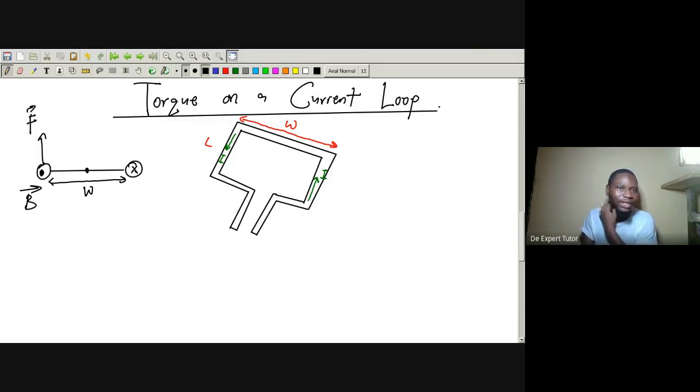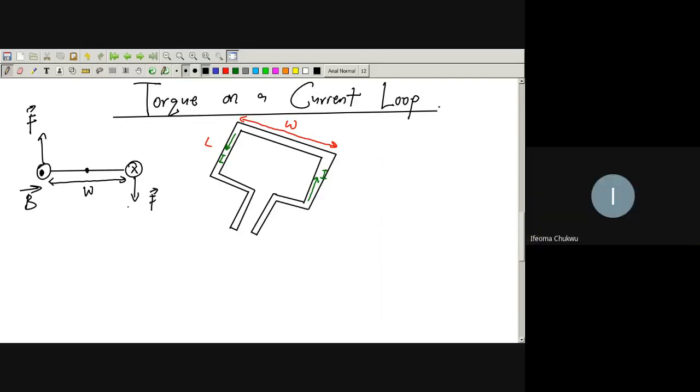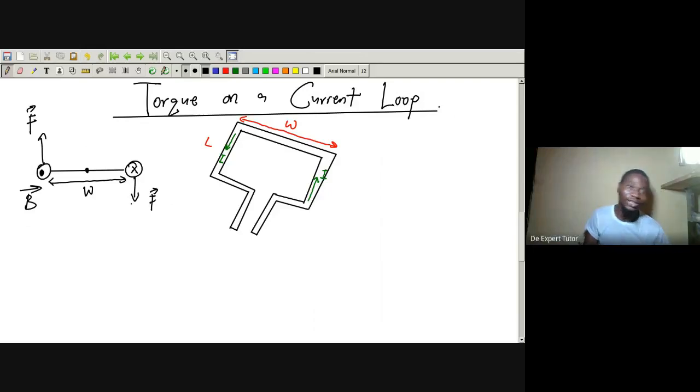Now, let's look at this part again. The magnetic field is going this way. And here, your current is going inward. So your thumb must go inward. If you observe, the force here is going down. And what do we call this in physics? This is a couple. It means that there will be a turning effect on this loop. Are we together? Yes. Exactly. There will be a turning effect on that loop. That's what I wanted to show you.